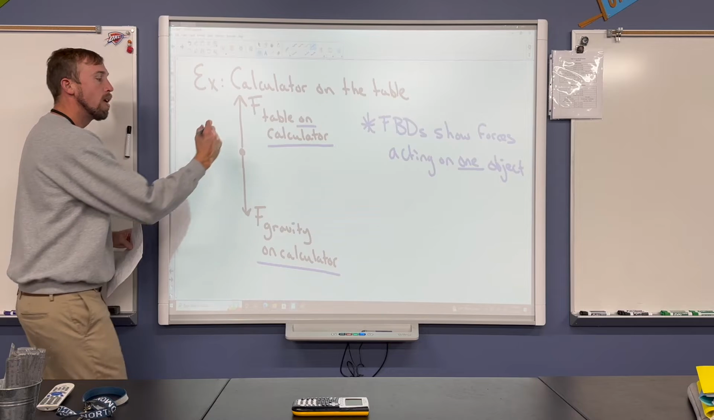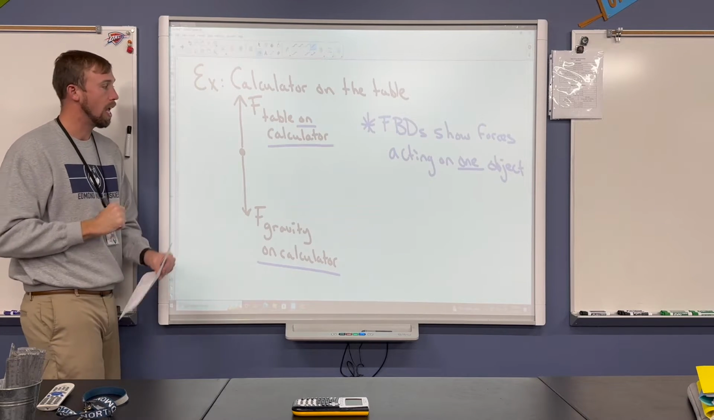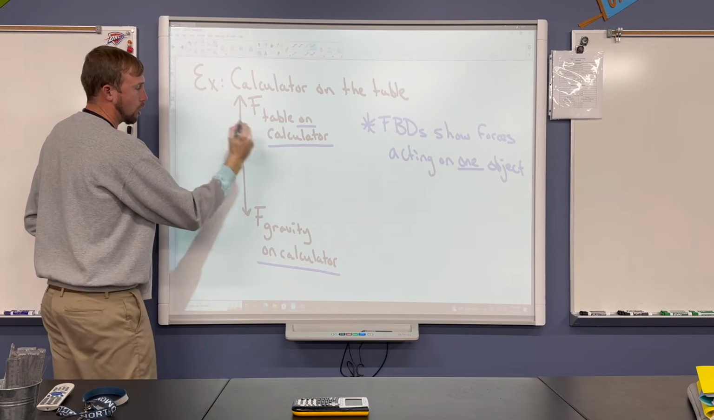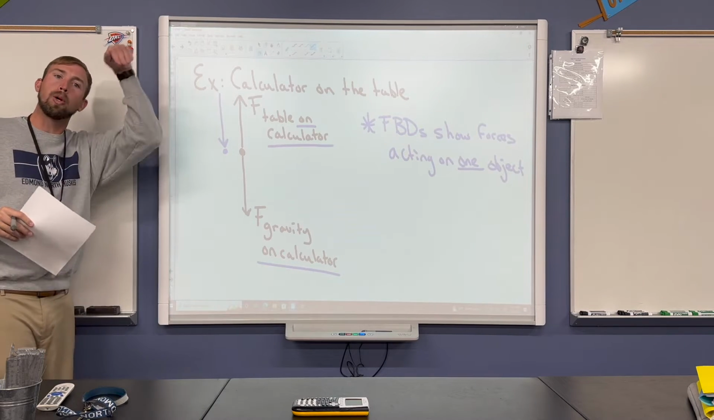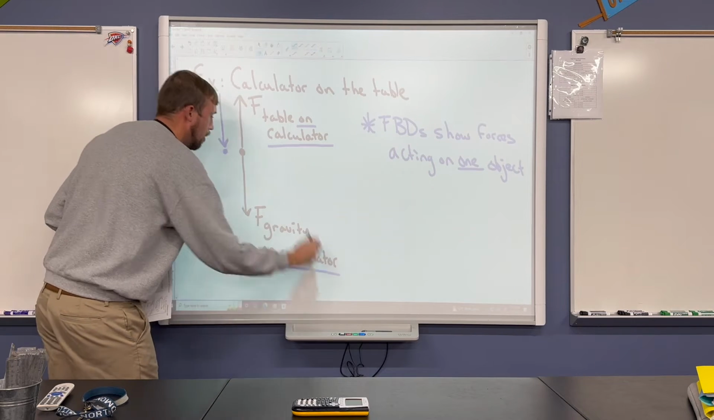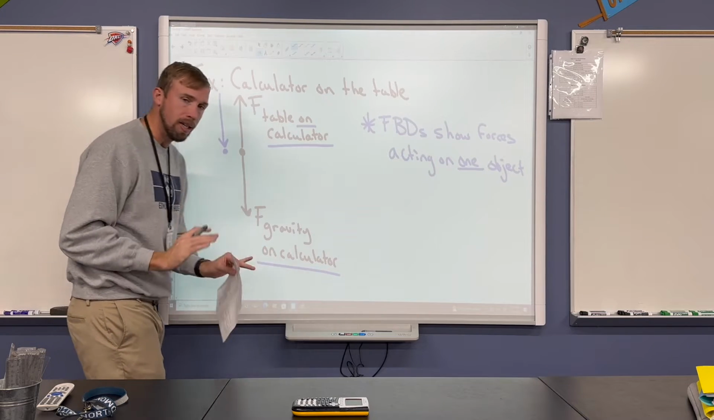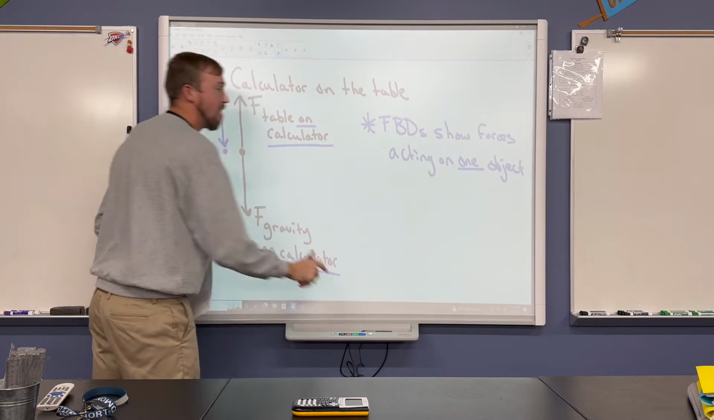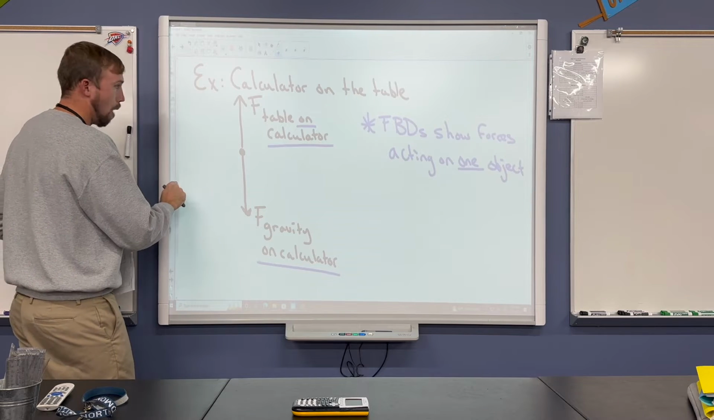You'll also notice that our forces are vectors that always go away from the object. Even though the Earth is pulling the calculator down, I would not show the force of gravity doing this. Even though you may be able to say, oh yeah, it's pushing it down, we always represent the forces as vectors that start at the dot and proceed away from the dot. No matter what the force is, it always proceeds away from the dot. And that is an important key here. Okay, a couple of last things with free body diagrams.